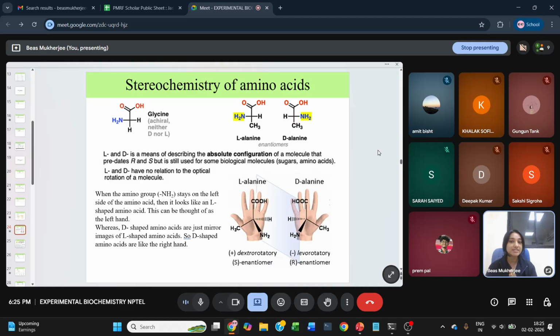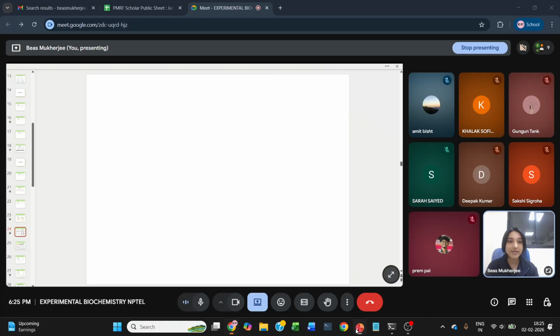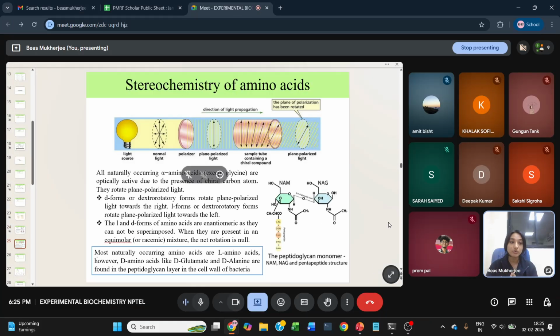So when the amino group NH2 stays on the left side of the amino acid, then it looks like an L-shaped amino acid, and this can be thought of as the left hand. Whereas the D-shaped amino acids are just mirror images of the L-shaped amino acids, so a D-shaped amino acid is your right hand. Now we'll go to the next slide, and then we have this optical rotation.